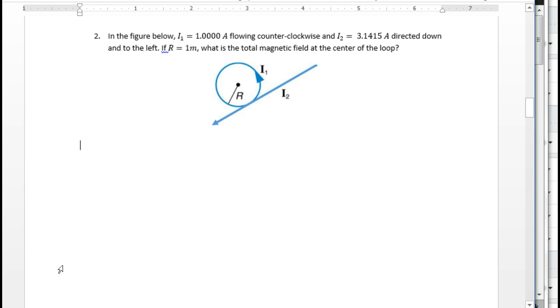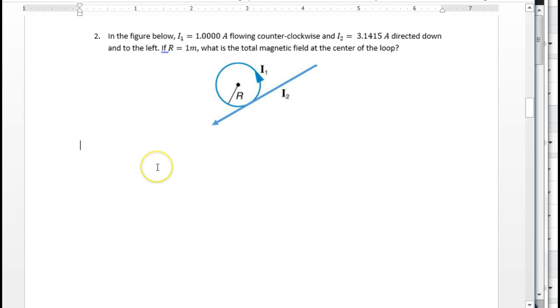Welcome to Exam 3, Problem 2. In this problem, we have a current I1 that's circulating counterclockwise, and it has a total current of 1 amp. And we have a current I2, a long current going straight, directed downward to the left, and it has a total current of 3.1415 amps. The radius R of I1 is 1 meter. The question is, what is the total magnetic field at the center of the loop?